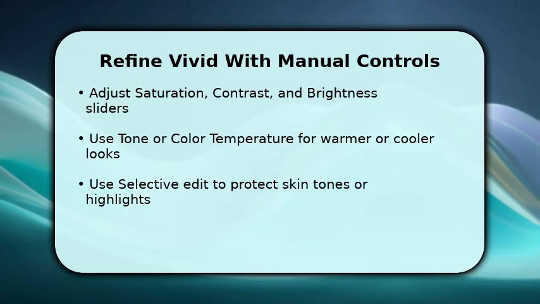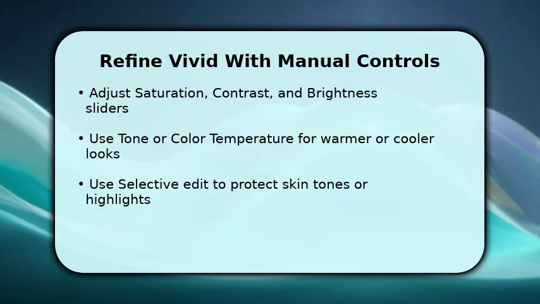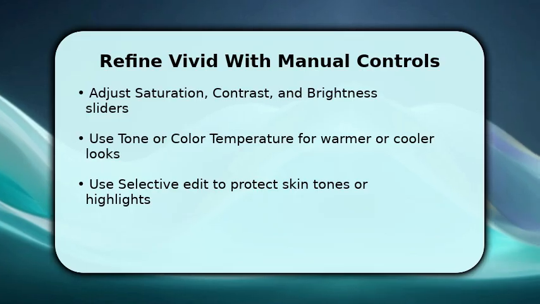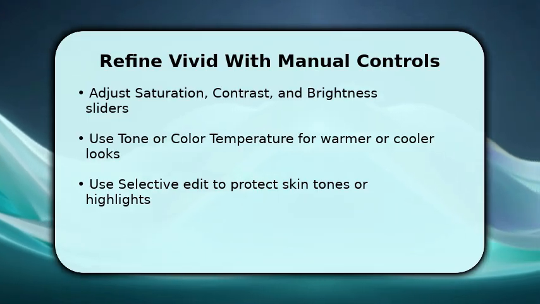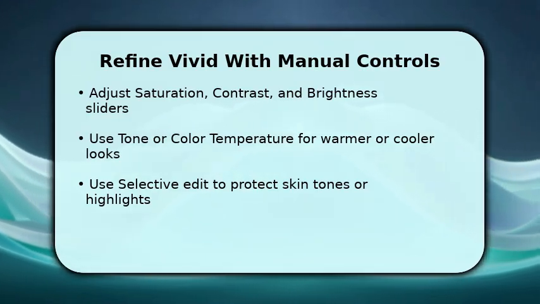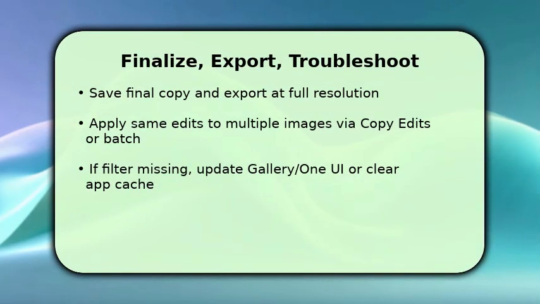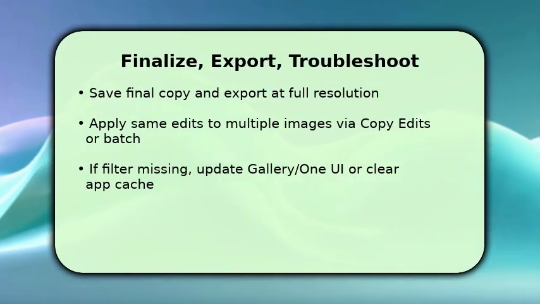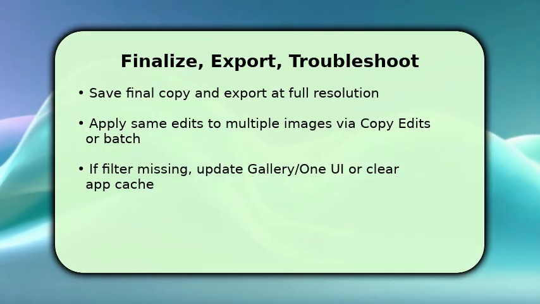Use selective edit to dampen the effect on faces or bright skies. These steps let you control why the photo feels vivid while avoiding overprocessing that flattens detail. You finish by saving the edited image at full resolution and exporting if needed for social or backup.